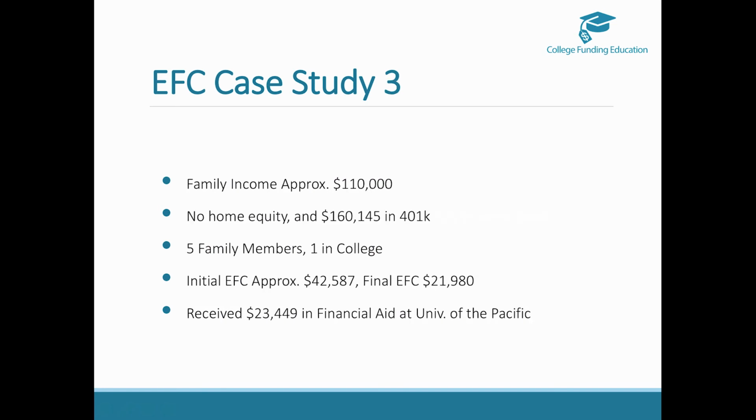Okay, case study number 3, family income of approximately $110,000, so kind of in the middle of those last 2. No home equity and $160,000 in a 401k. 5 family members, 1 in college. The initial EFC was approximately $42,000. The final EFC, $21,000. Received $23,000 in financial aid at the University of the Pacific.